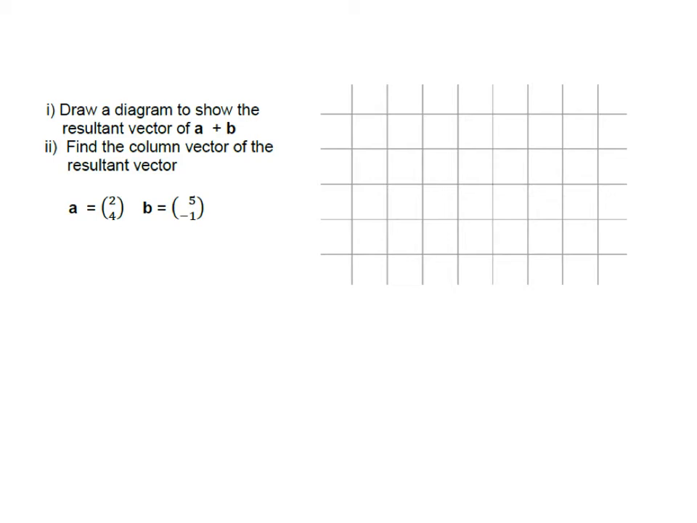So here it says, draw a diagram to show the resultant vector of A plus B. You can think of this as if you have a point and then you apply two translations to that point. So first of all, let's say the point is here, and I first apply the vector A to translate it. That means I would go 2 to the right and 4 up, and I would end up there. So that there is the vector A.